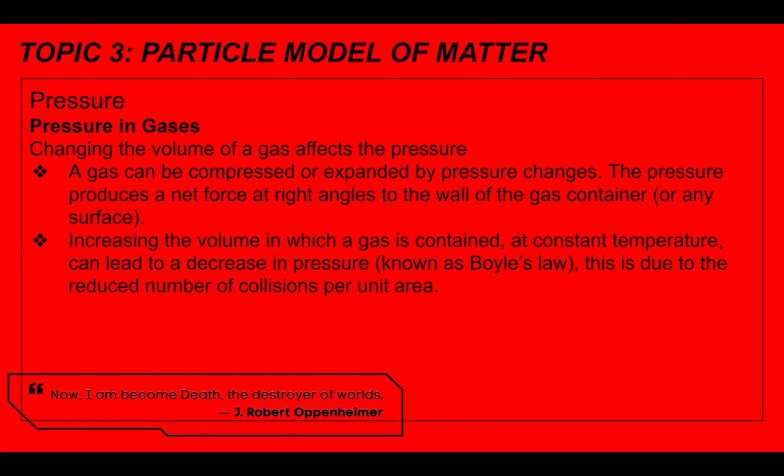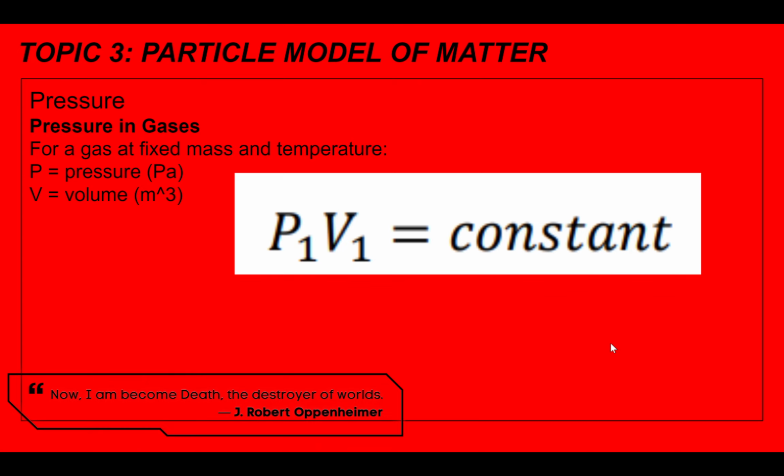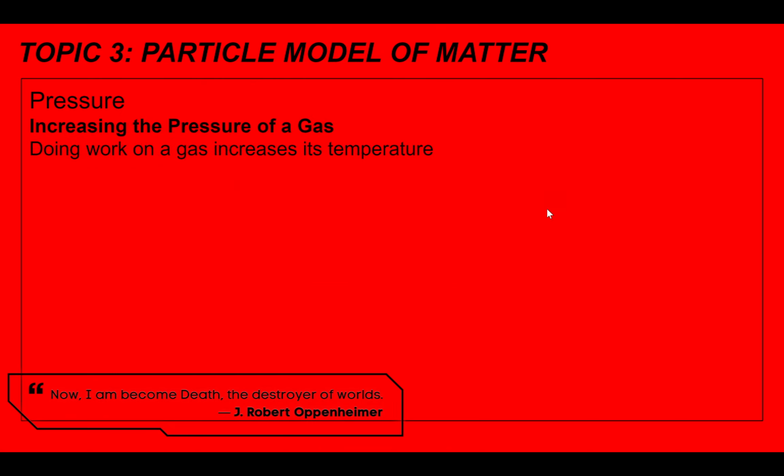law. This is due to the reduced number of collisions per unit area. So for a gas at a fixed mass and temperature, pressure times volume equals constant.